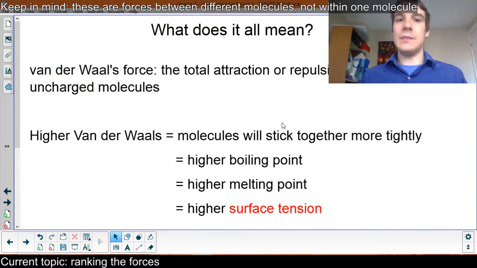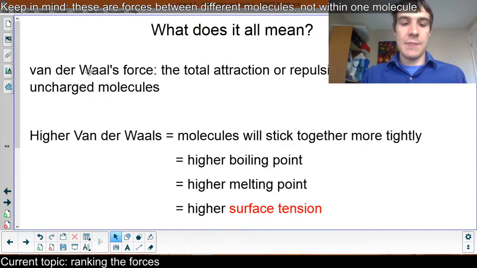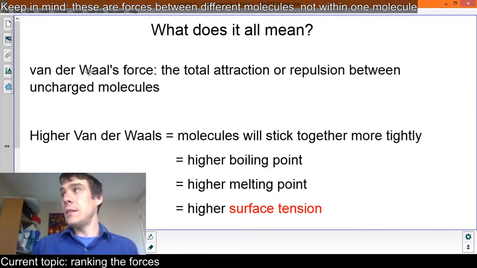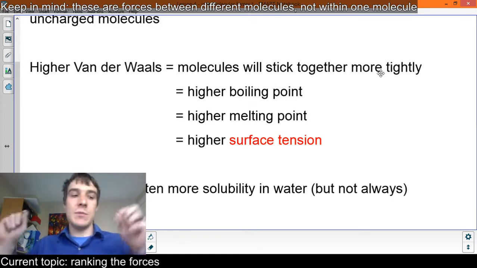And this is just the general thing, right? What does it mean together? Van der Waals was this Dutch guy. He put this all together to say, hey, boiling points are just the sum of total attraction or repulsion. So that's the total attraction or repulsion. A higher Van der Waals force means a higher boiling point, a higher melting point, and a higher surface tension. And it's because the individual molecules are sticking together more tightly.